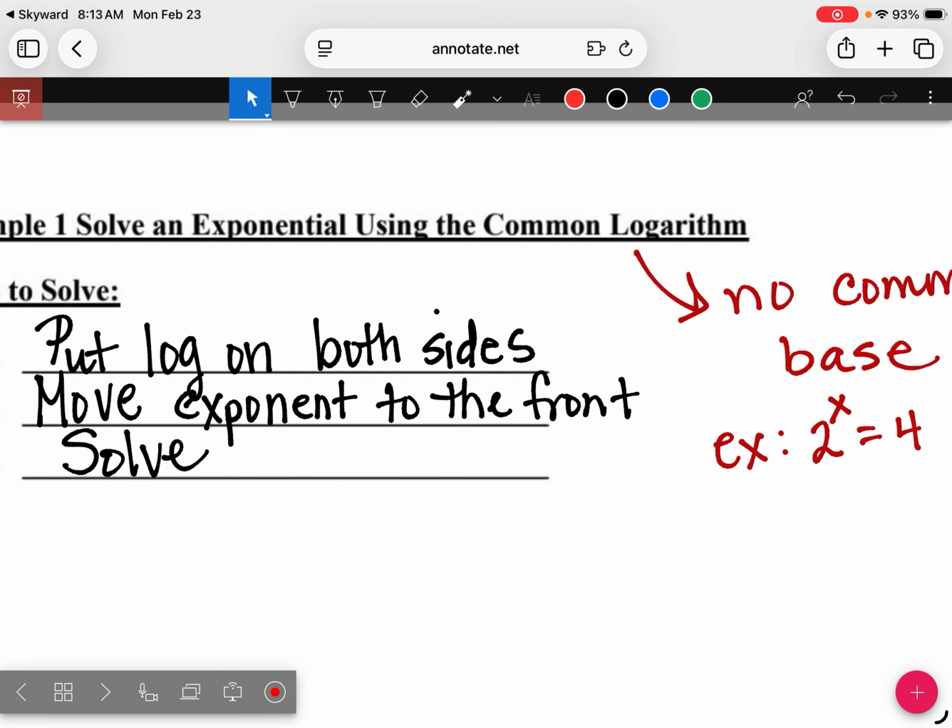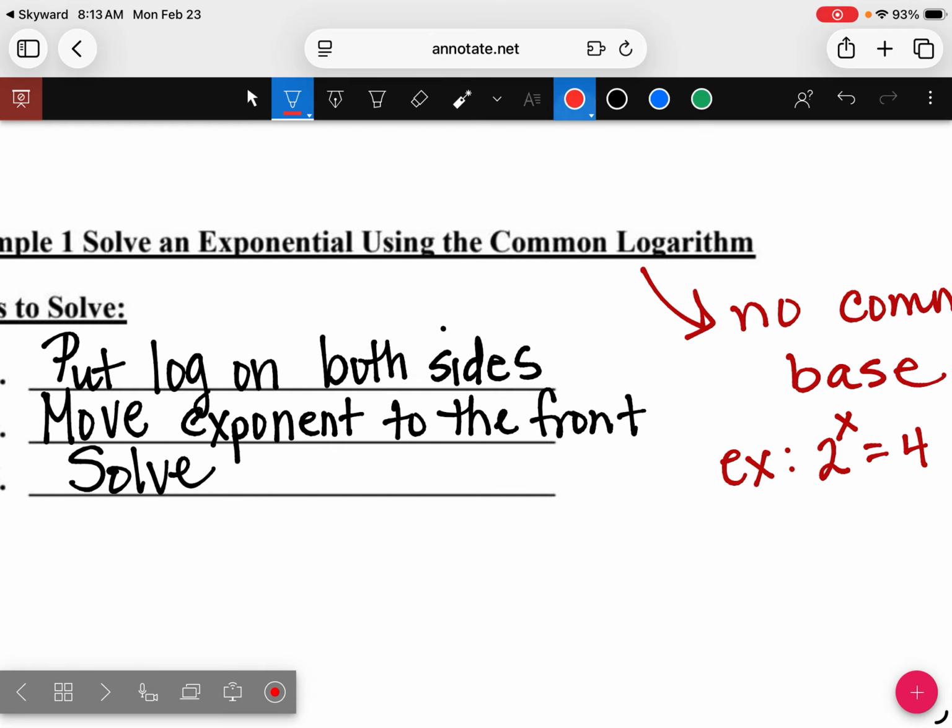So in chapter 5, we had equations like 2 to the power of x equals 4, and we can rewrite 4 as 2 squared. And because we had the same base, we could drop it and get x equals 2. That's what we did in module 5. But we can't always come up with a common base. So what do we have to do?